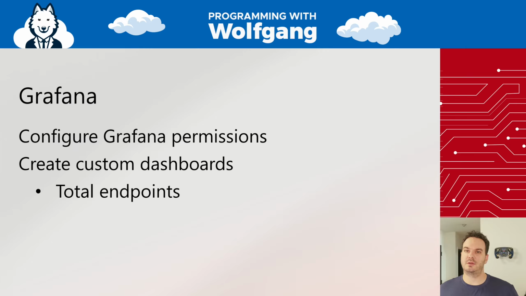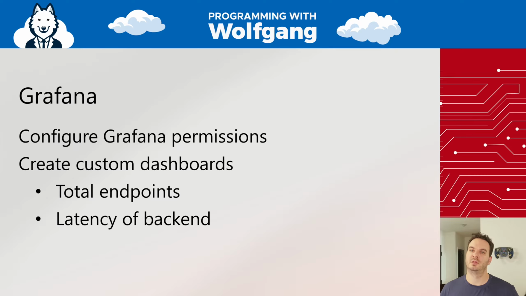After this, we can create some custom dashboards. So I'm going to show you today the total amount of endpoints. So I think we have 2 demo applications running right now, so we'll see that we are going to have 2 endpoints. Then we can also add even more information, for example, the latency of the backend, HTTP status codes, and so on. It's almost limitless, the options we have.